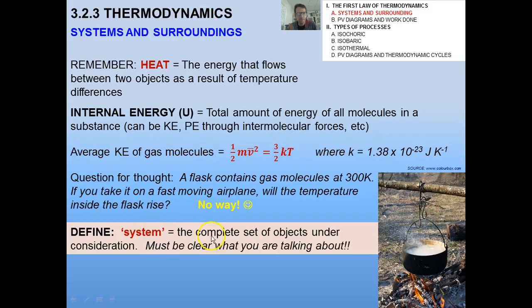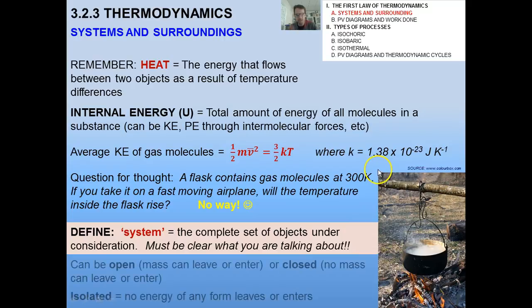So the system is the complete set of objects under consideration. In this particular case, of the flask containing the gas molecules, the system would be that collection of molecules at 300 K. It's not that plus the airplane, or the Earth plus the airplane plus the flask. It must be very clear what you're talking about. So in this case, the system can be either the pot and the water, it can be just the water, it can be the pot, it can be the fire, it can be whatever, but you have to be very clear what the system is that you're talking about.